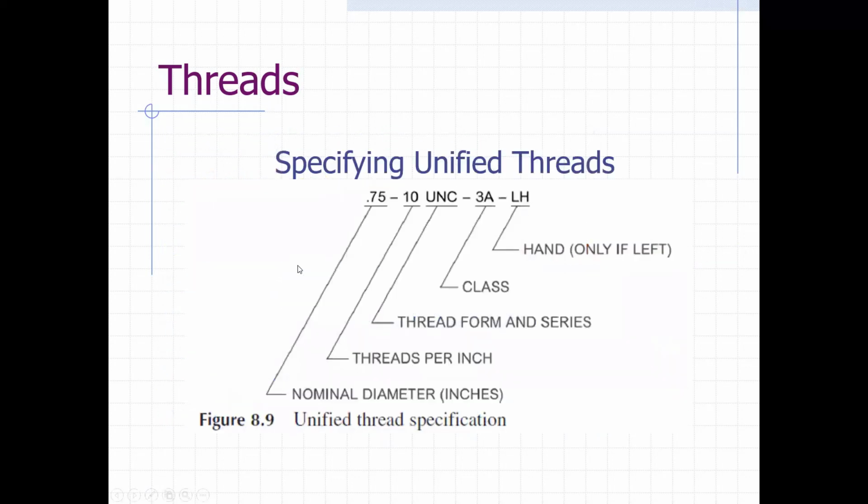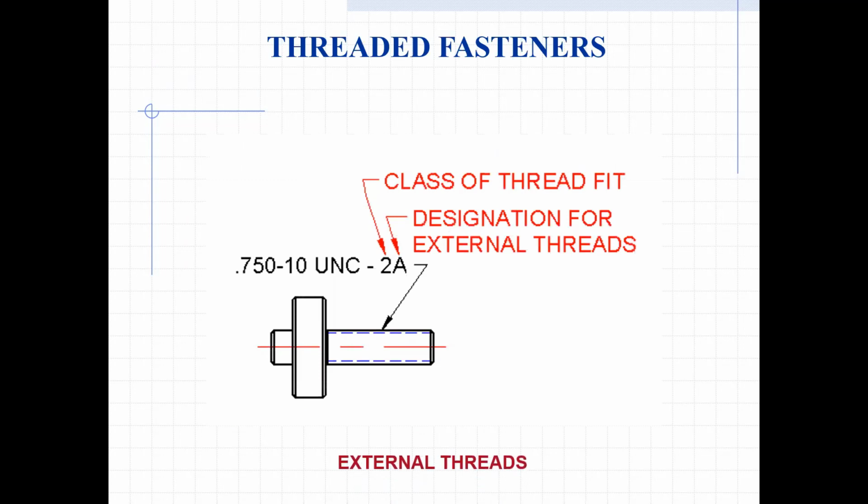So again, here's kind of the cheat sheet for it. I think this is in your book. You can see this in the book. When we have external threads, we want to put that thread note onto a leader that points to the edge of the threaded cylinder. And notice I'm showing this in simplified representation.